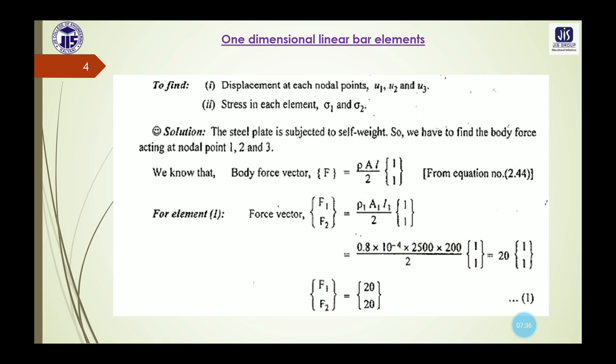The value of rho is given here as 0.8 into 10 to the power minus 4, and the value of area for this element 1 is 2500, and the value of its length is given as 100. Now if we put all these values, then after the calculation we can find the body force vector F1 F2. This is equal to a column matrix of 20, 20. So this is the equation number 1.